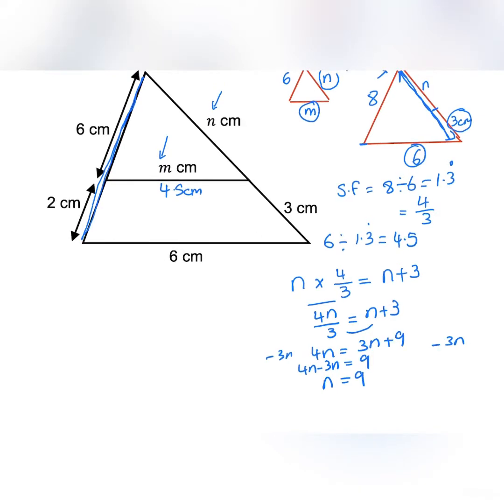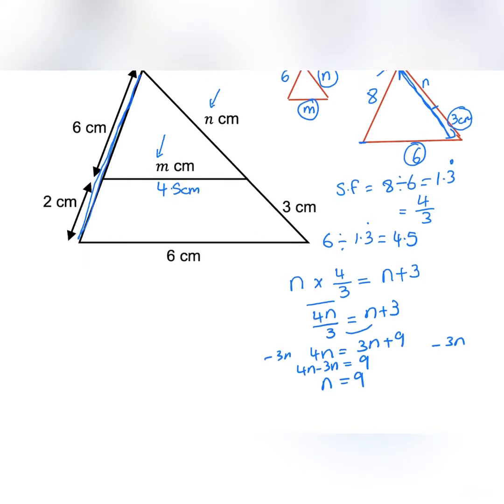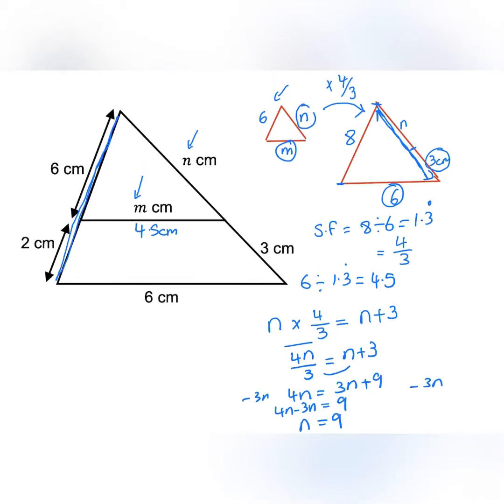Now n is 9, so going back to our side length here, this side here is 9, and altogether this side will make 9 plus 3, that will make 12. But we've been asked to just find what n is, which is 9. But it would be good to check the answer. Does 9 times 4/3 give us 12? Okay, so 9 times 4 is 36 divided by 3. Yeah, it does. So our answer is correct.